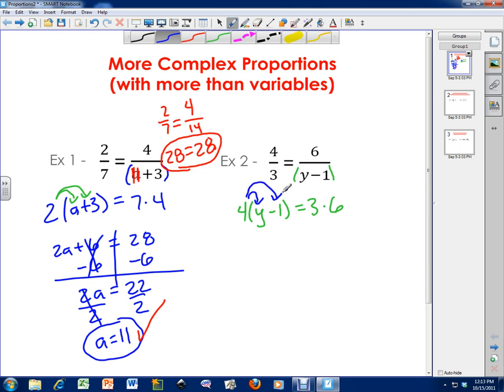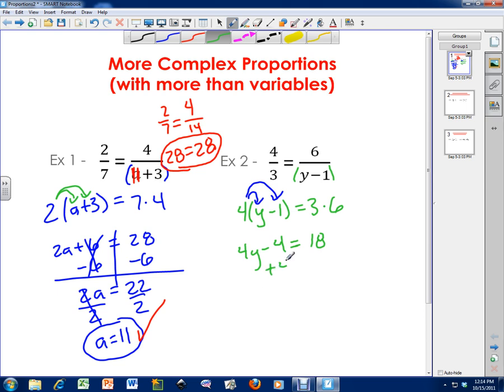This is where my students often mess up. They will remember to do the 4 times y, but they will forget to do the 4 times the negative 1. And then from here on out, they mess up. So make sure you distribute the number into whatever's in the parentheses here. In this case, it's 4 times y, and 4 times a negative 1 is a negative 4. And then 3 times 6 is 18. So right now, 4y minus 4 equals 18.